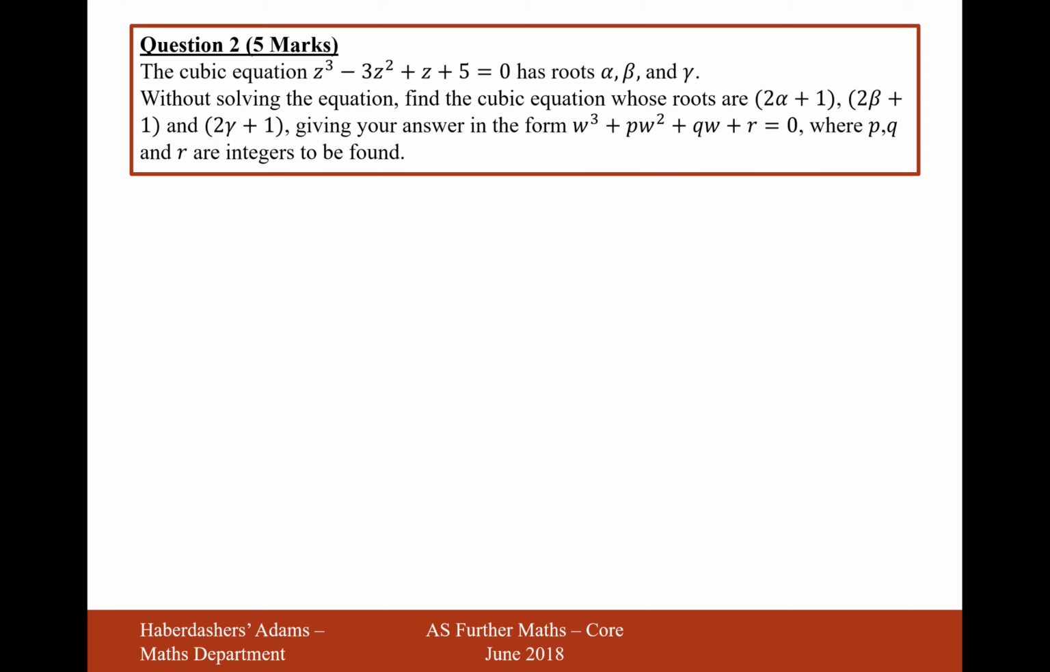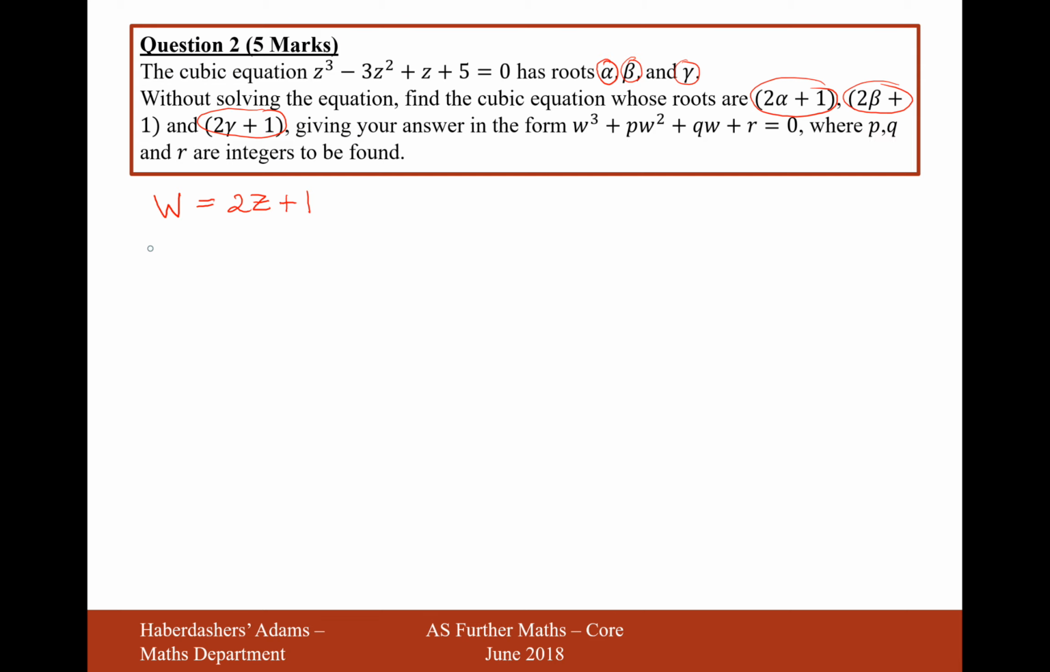to be found. So what we're effectively doing here is we want to turn alpha into 2 alpha plus 1, beta into 2 beta plus 1, and gamma into 2 gamma plus 1. What we effectively do is we want to create roots for w, where we take 2 times the z root and add 1. So this is a general formula that can turn our z roots, we put them into this little formula here, and we get our w roots.